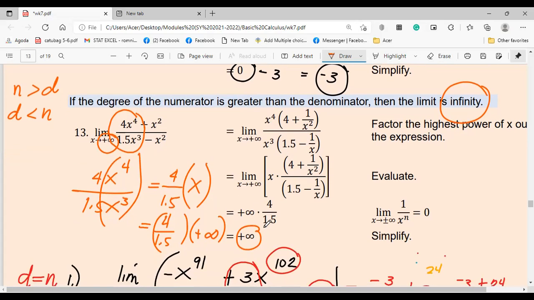So ang ibig sabihin nito, class, maging conscious ka kung positive ba yan or negative infinity, yung ginagawa ng limit at infinity. Kasi dito ang sinabi sa rule is infinity, hindi yan sinabi kung positive or negative. Now, for you to be guided, you should always observe, number 1, the limit at infinity. Obserbahan mo to. Is it limit at infinity?